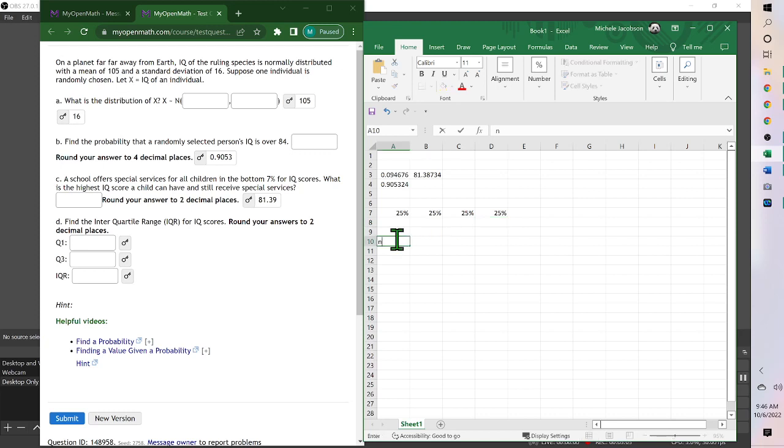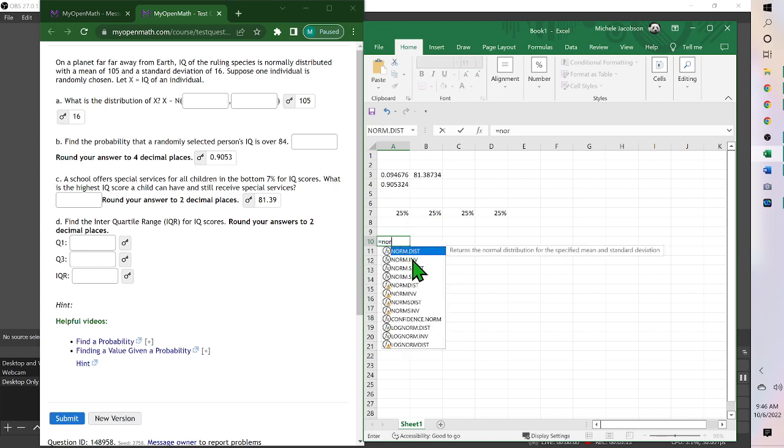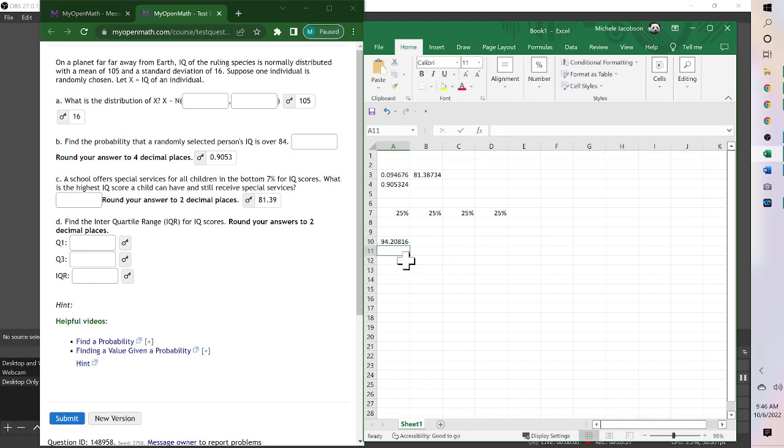So we do norm. Oops, remember to put the equal sign. Equals norm. We want the inverse because we have the percent. The percent below this value would be 25%, so 0.25, comma, our mean, 105, comma, standard deviation, and hit enter. And so that value is 94.21.